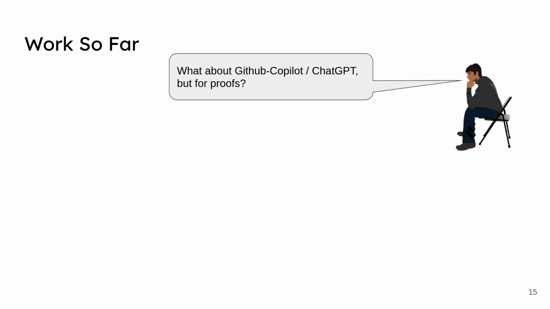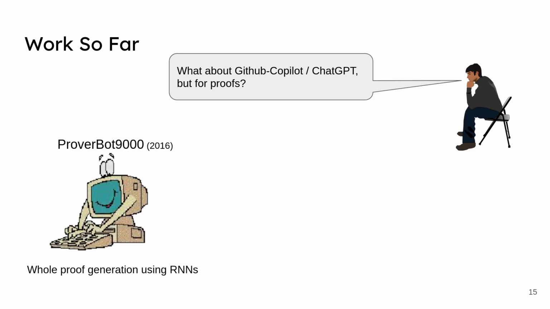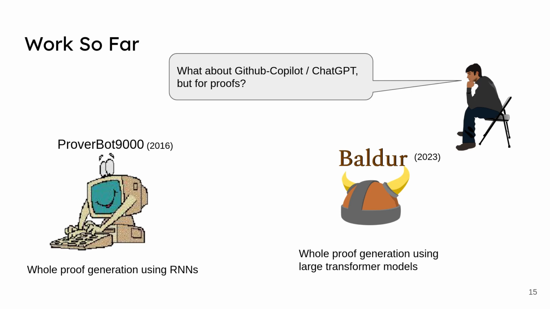So there's already been some work in automating formal proving. A lot of it uses solvers or other symbolic methods of automation, but we're going to be focusing on using machine learning to automate these proofs. So you first might ask, why not just use ChatGPT? Ask it about how to prove something and see what it responds with. So using large language models to generate whole proofs like that has been done in the past with Proofster 9000 in 2016 and Baldur in 2023, which actually used the large language models behind things like ChatGPT.